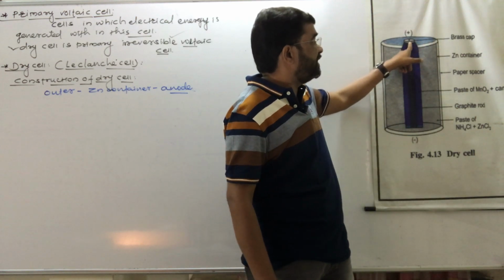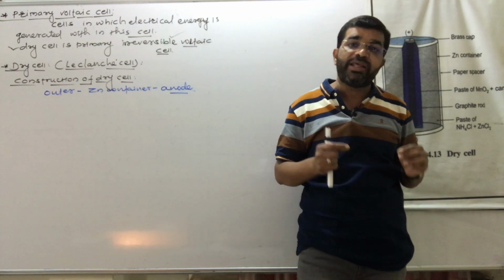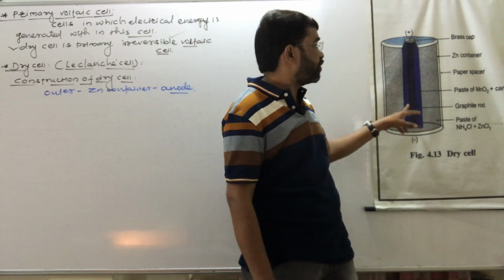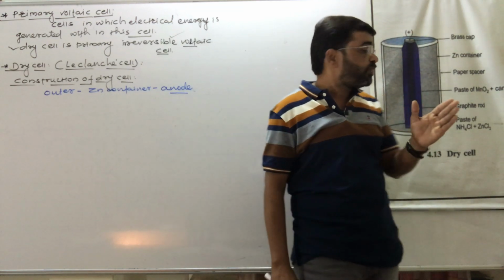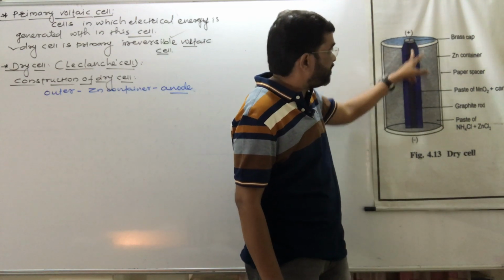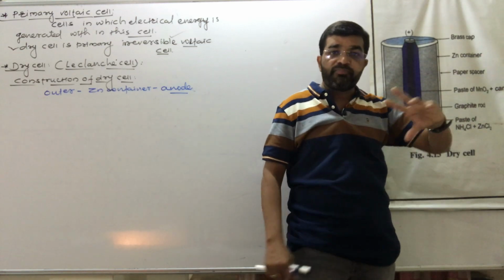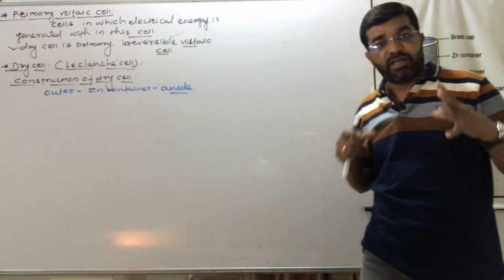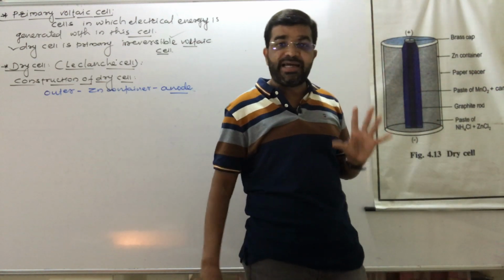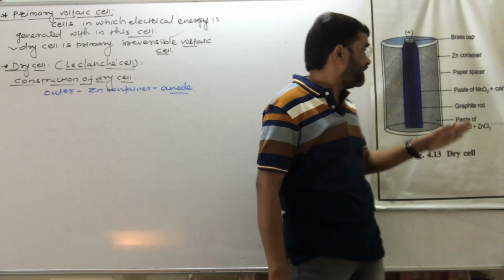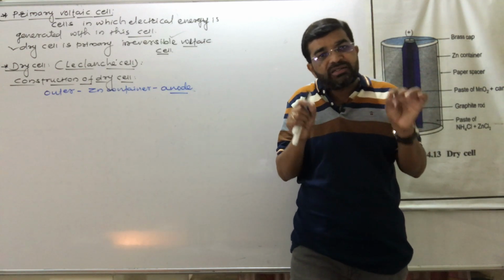That is on the graphite rod, a brass cap is fitted for good electric contact. Then see another point: around this graphite rod, or the cathode, a paste of MnO2 and carbon is placed. This mixture around the carbon rod, the paste of MnO2 and carbon, is the electrolyte at the cathode. And these two electrolytes are separated by a thin cotton partition.